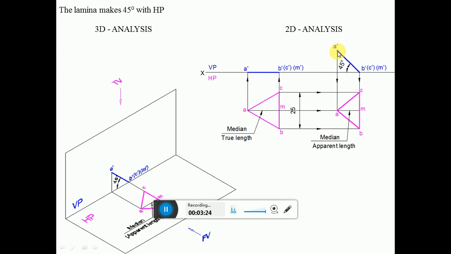Then draw a vertical projector from A dash, and draw vertical projectors from B dash and C dash. Draw a horizontal projector from A to get this point A, and draw horizontal projectors from B and C to get these 2 points. Since M dash is here, you draw this point. So you are going to get AM here, which is the median. Since A dash M dash, the median, is inclined to HP at 45 degrees, you are getting the apparent length here.